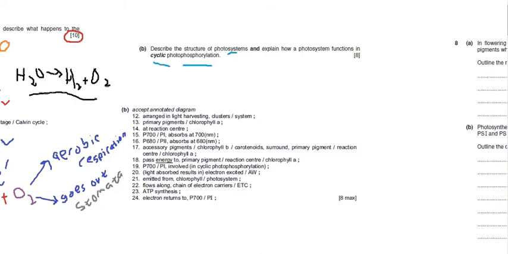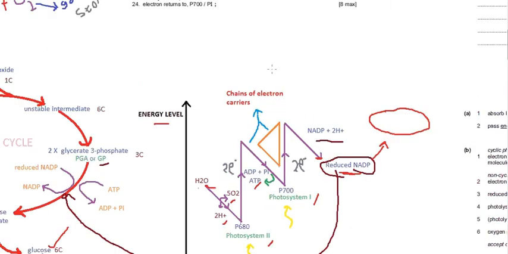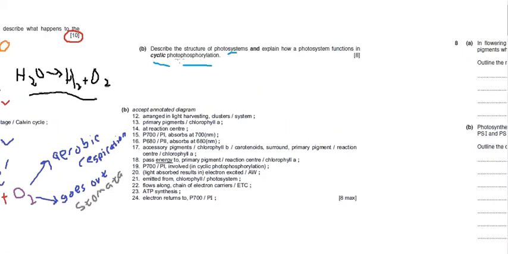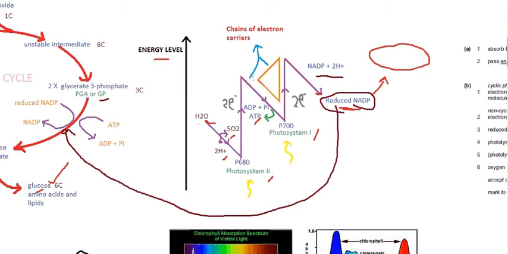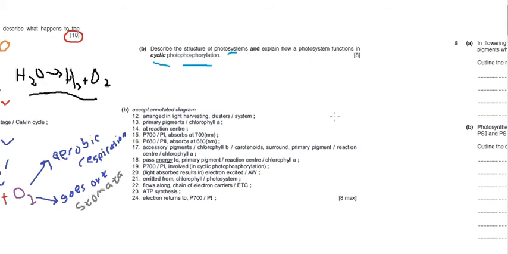They want the following. First of all, you should be familiar with this diagram where photosystems take place, and there is cyclic photophosphorylation over here, and there is this non-cyclic photophosphorylation. Okay, so we will have to describe all that.